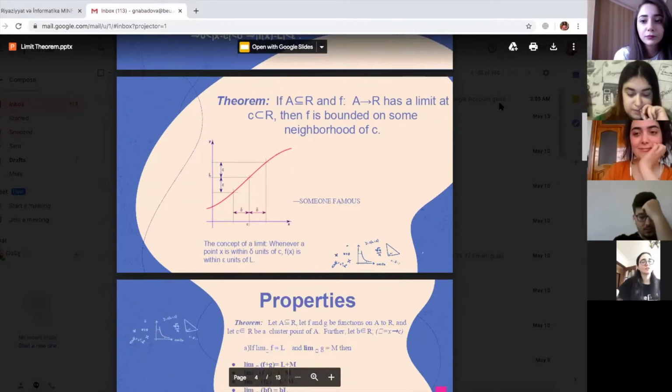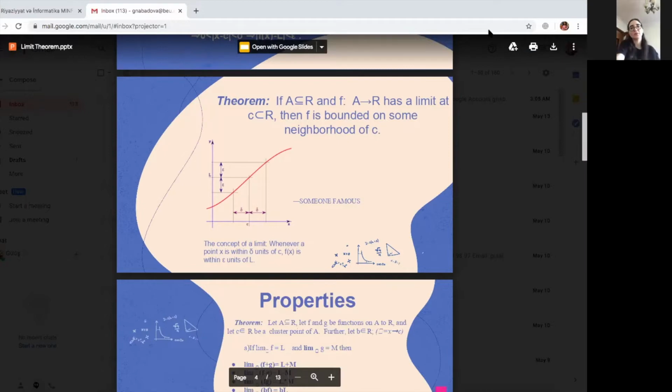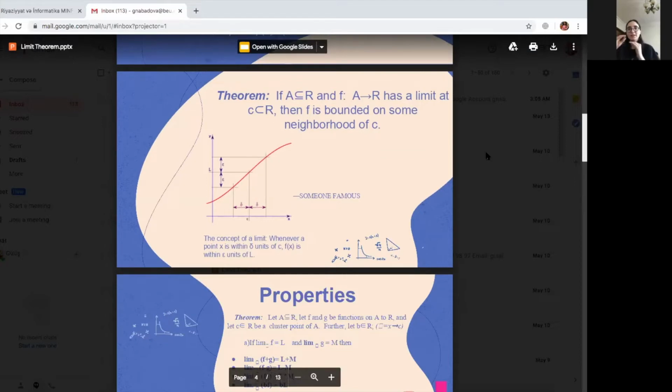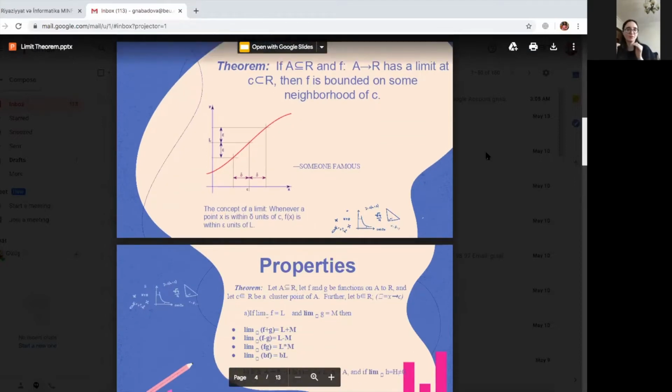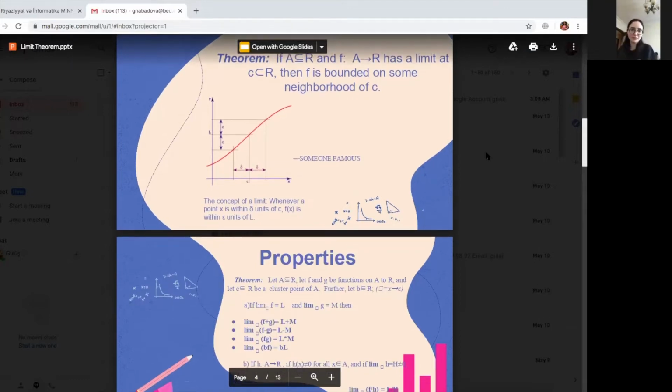We have a theorem that if A is a subset of R and c is a cluster point of A, then a function has a limit if it's bounded on some neighborhood of c. Actually, we also covered this a little bit in the previous course, and there are some properties about limits.